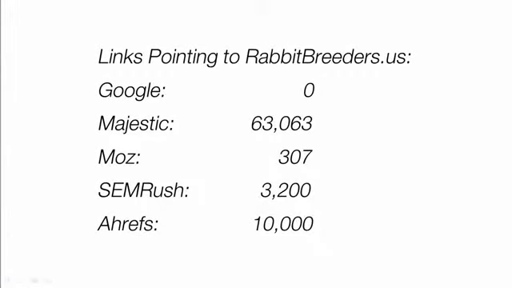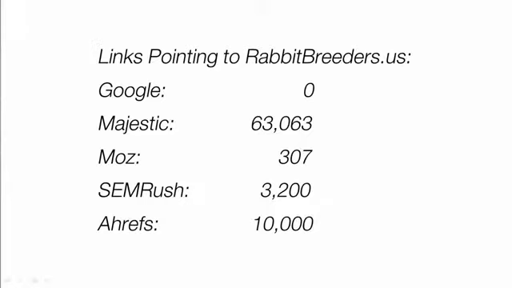Here's what we get when we look at the example site I'm going to work with in the next lesson: the number of links pointing to rabbitbreeders.us. In this case, Moz is now obviously much higher than Google. Of course, Moz doesn't have anywhere near as large a database as Majestic, SEMrush and Ahrefs, as you can see. I know it's not all about size though, and I know that Moz is a great tool with some useful features, but the database is definitely not as big.